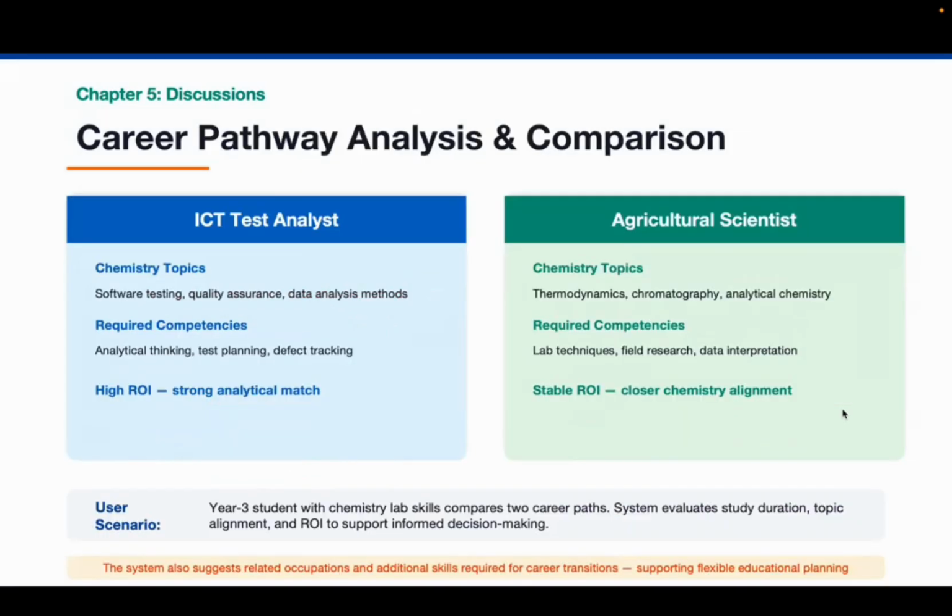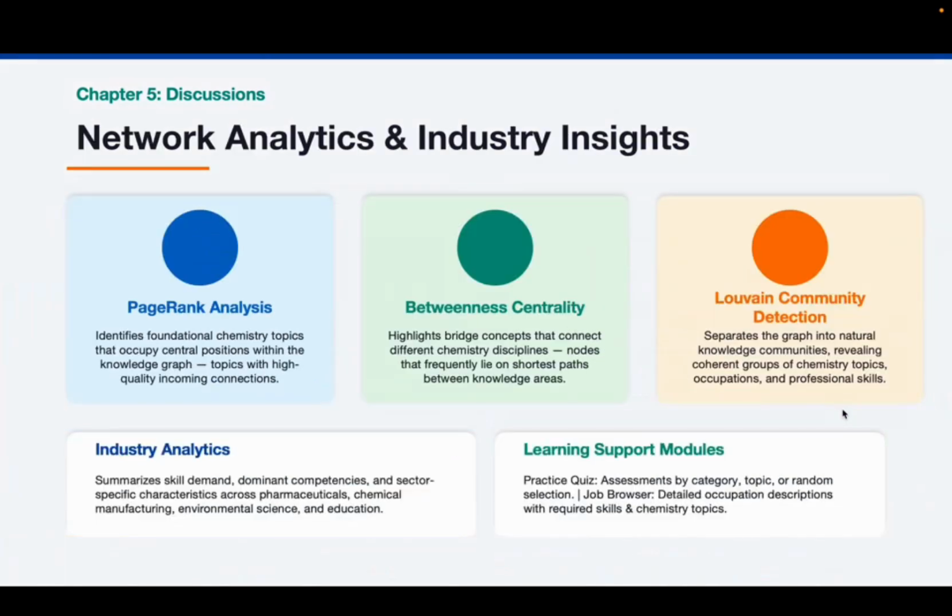A Year 3 student with chemistry lab skills compared ICT test analyst and agricultural scientist. Study duration was similar, but recommended topics and ROI scores differed. ICT offers strong analytical ROI, while agricultural had closer chemistry alignment. The system also suggests related careers and transition skills. By sharing skills and concepts through graph relationships, users can identify common competencies, estimate effort, and explore alternatives flexibly.